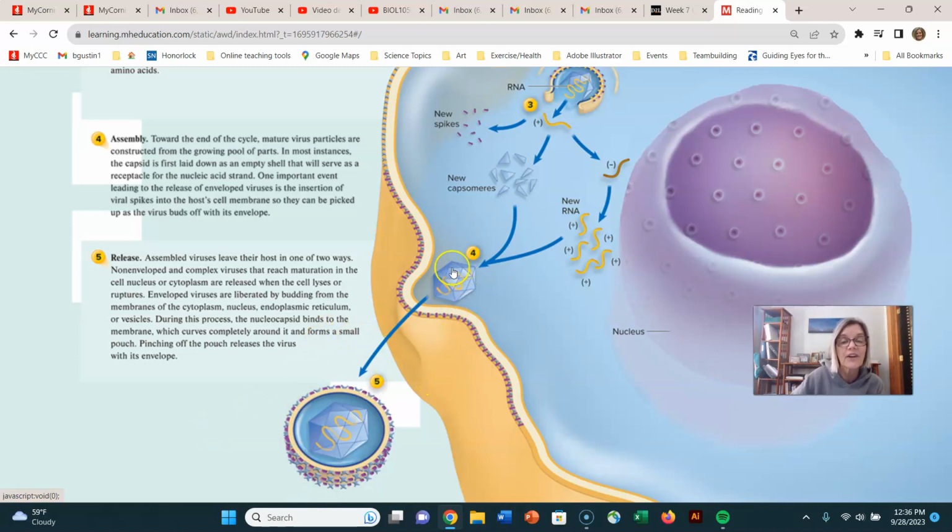Now, not all cells do that. If you're a naked virus, one that doesn't have an envelope, the virions, the virus particles, can multiply inside the host cell and then just kind of blow up the host cell. And it can actually break open the host cell and damage it. But the virus particles or the virions can be released that way. So release might be through leaving by pinching off some of the membrane if you're an enveloped virus, or just lysing or breaking open the host cell if you're not.